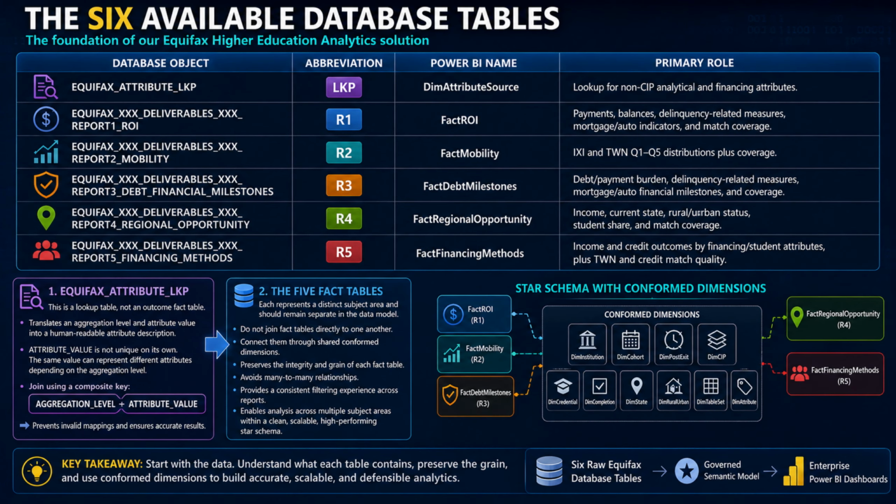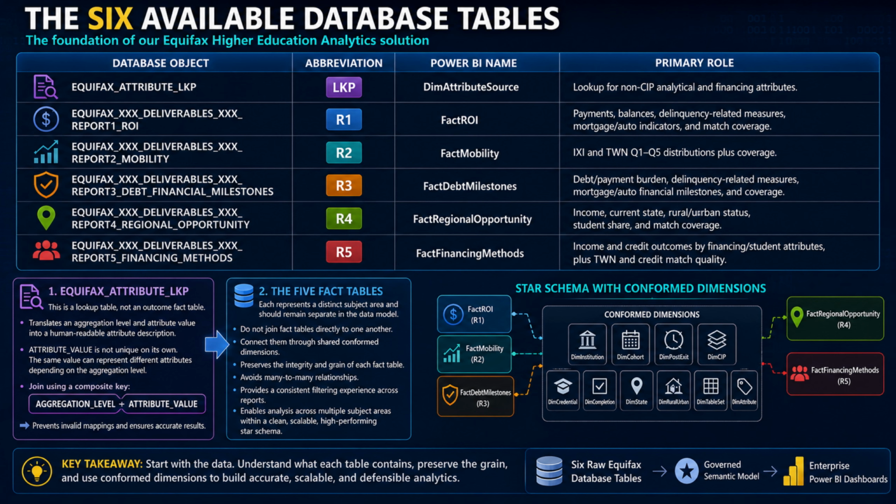The first table is Equifax Attribute LKP. This is not an outcome fact table. Instead, it serves as a lookup table that translates an aggregation level and attribute value into a meaningful, human-readable attribute description. The remaining 5 database objects are fact tables.